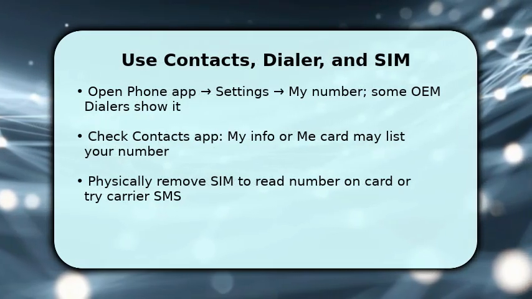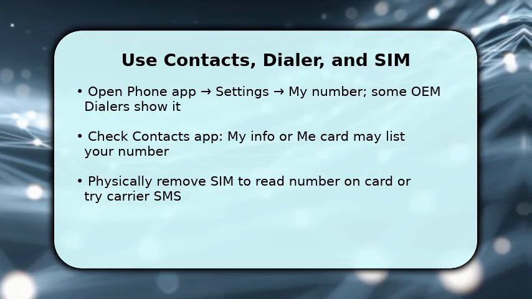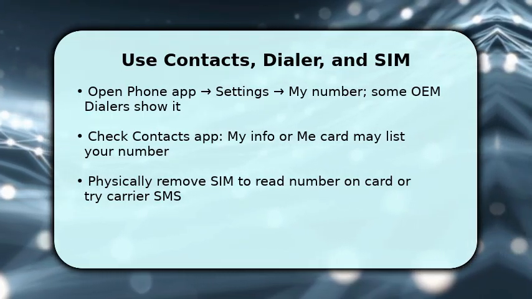Next, look in apps that read SIM or profile data. Open the phone app and go to its settings. Many OEM dialers show My Number at the top.